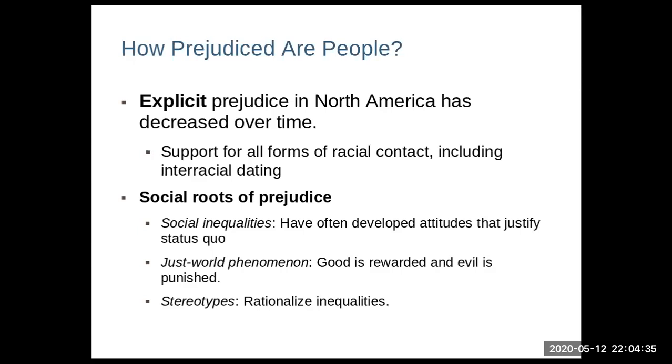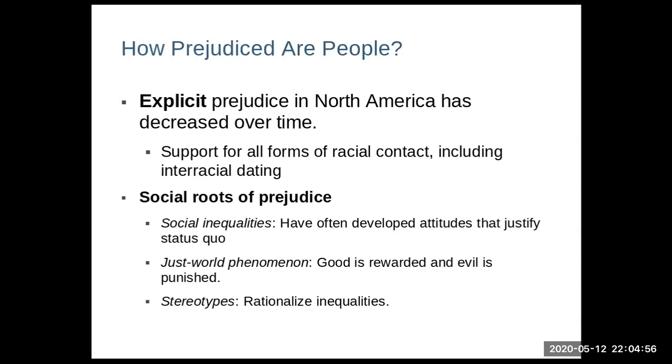We know that explicit conscious prejudice in North America has decreased over time. We no longer have lynchings. We allow interracial marriage, right? We have support for all forms of racial contact, including interracial dating. There's a lot more tolerance these days for obviously same-sex things, a lot of legalization of gay marriage, which I'm very happy for, right?